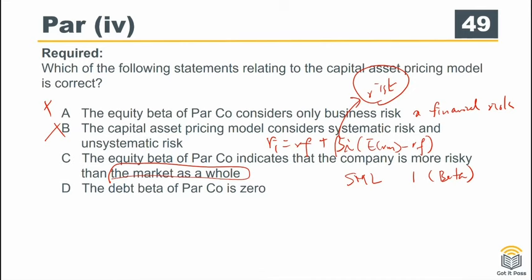And here, the beta is 1.2. In other words, the company beta shows that it is more risky than the market. So the statement here is correct. D, the debt beta of power company is 0. Okay, in the question, it doesn't mention the debt beta, and we cannot just assume that it is 0. So it's not correct. So C is the correct answer.